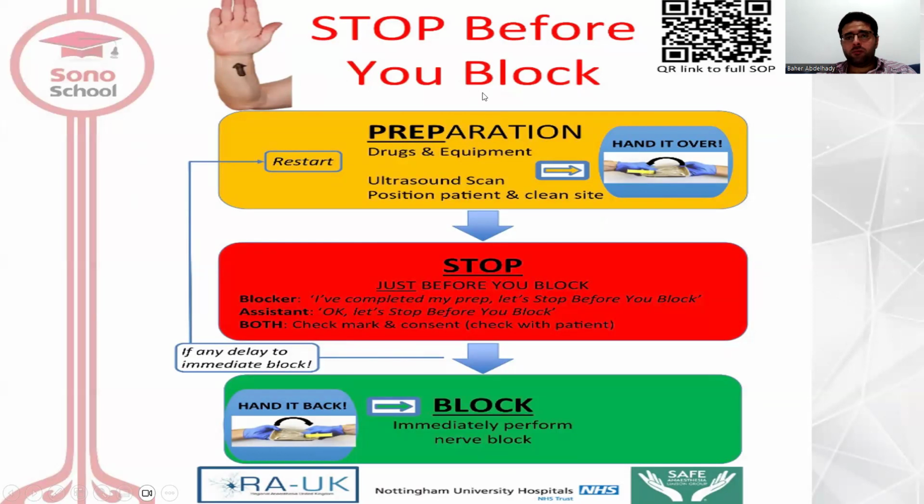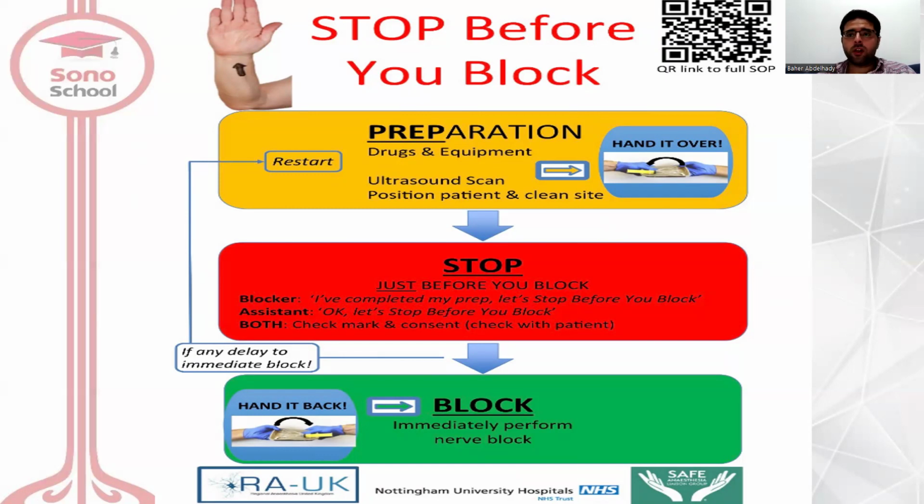Before the block, you must stop and follow these guidelines from Regional Anesthesia UK. First, drugs and equipment must be ready, available and well prepared. Drugs means local anesthetic. Antidote, I repeat it again, is very important: you must have intralipid emulsion 20%. Also emergency drugs, in case of any hemodynamic instability or even cardiac arrest, you must be ready.